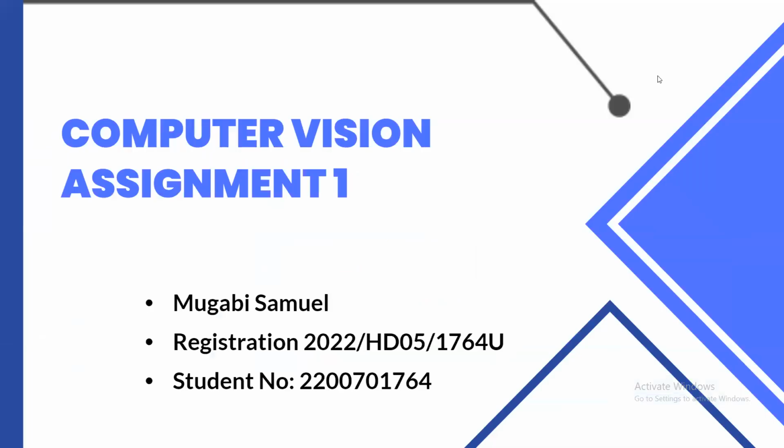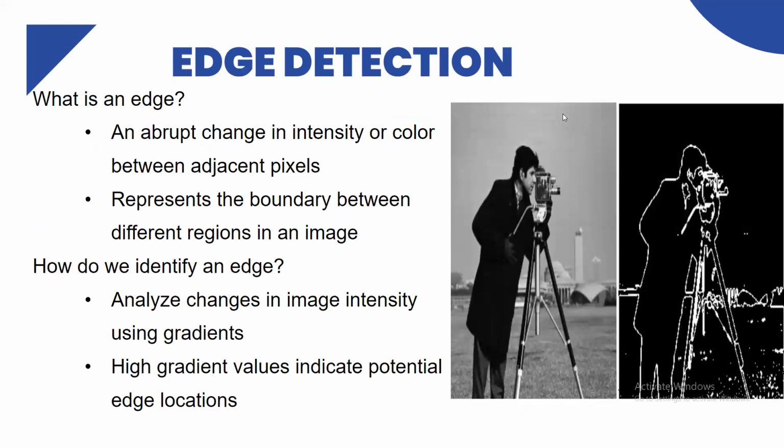Hello once again. My name is Mugabe Samuel, and I'll be taking you through this first assignment for computer vision. Question one was about edge detection, and just before we dive into edge detection, we have to define what an edge is. And as you can see, it is an abrupt change in intensity of the pixel.